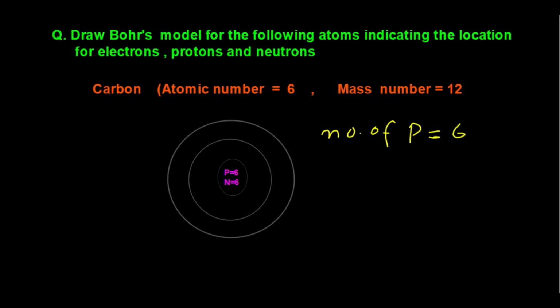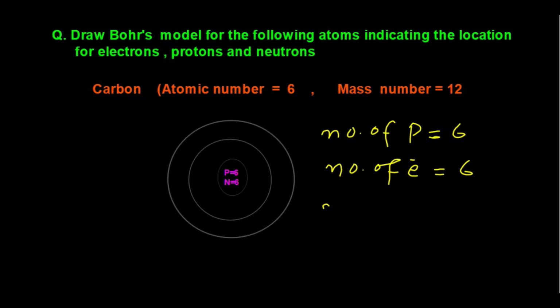We know atom is a neutral particle. It means it must have equal number of electrons as well as protons. If protons are 6, then electrons must also be 6. So for carbon, number of electrons are also 6. Mass number of carbon is 12. With the help of mass number, we can calculate the number of neutrons by using the formula A minus Z. A is equal to mass number while Z is equal to atomic number.